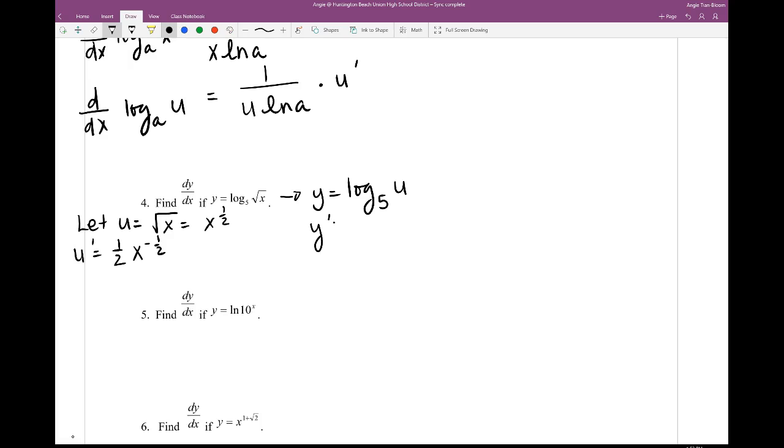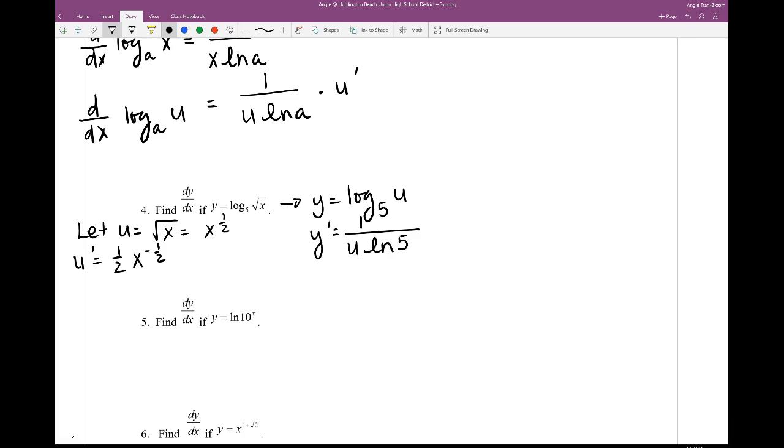Well, y prime, based on the rule that we have just written, is going to be 1 over u times ln of a, and what is your a in this question? A is 5, and it says times u prime. So from here we will try to make it a little bit better. So u in this problem is square root of x times ln of 5. U prime in this question is 1/2 x to the negative 1/2.